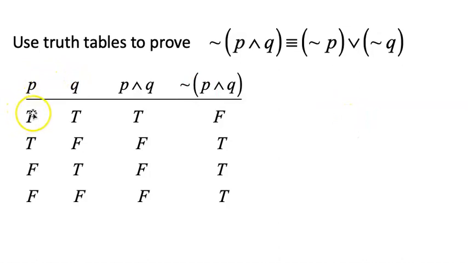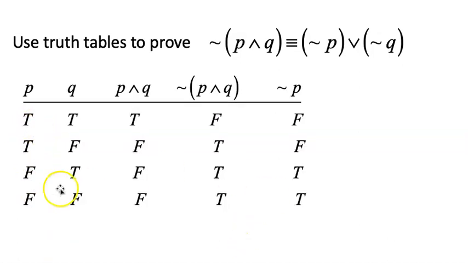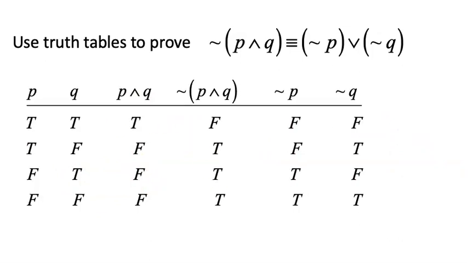So we need to construct not P. So P is T, T, F, F. T becomes F, F becomes T for not P. So not P will be F, F, T, T. Now not Q: T becomes F, F becomes T, T becomes F, F becomes T. So FT, FT for not Q.